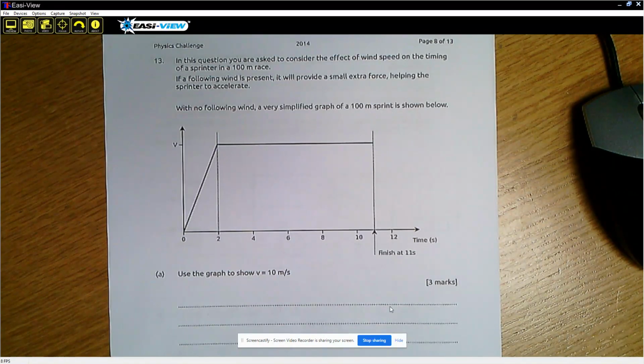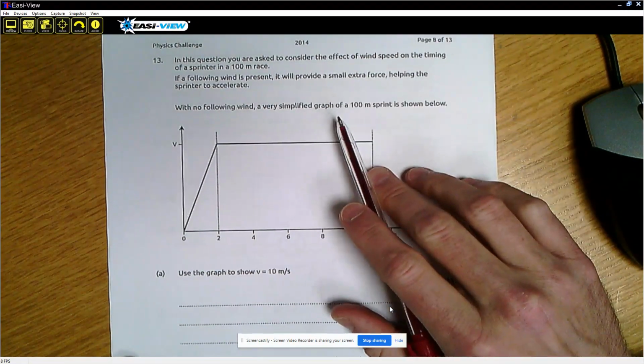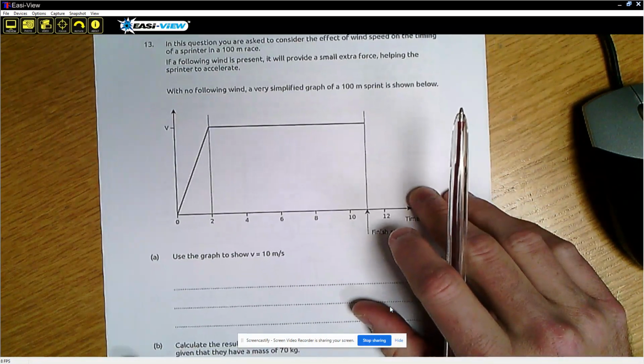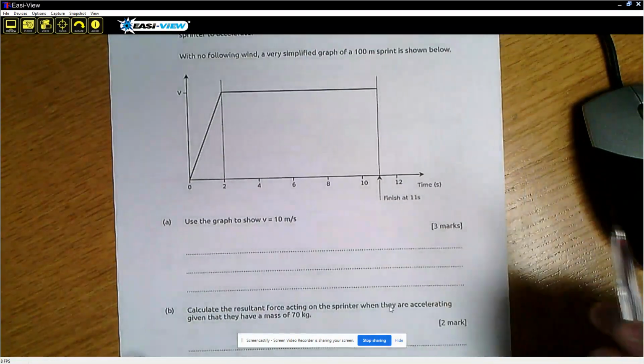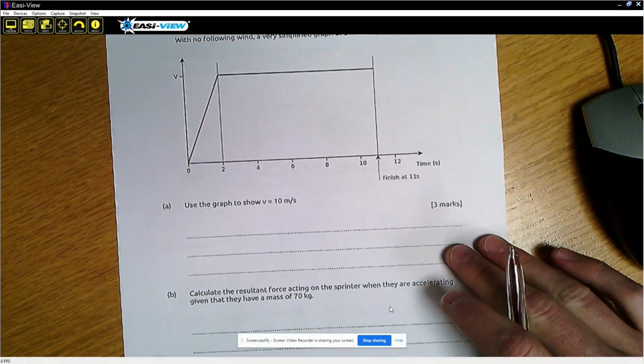So in this question, you were asked to consider the effect of wind speed on the timing of a sprinter in a 100-meter race. If a following wind is present, it will provide a small extra force, helping the sprinter to accelerate. With no following wind, a very simplified graph of the 100-meter sprint is shown below. Use the graph to show that v equals 10 meters per second.